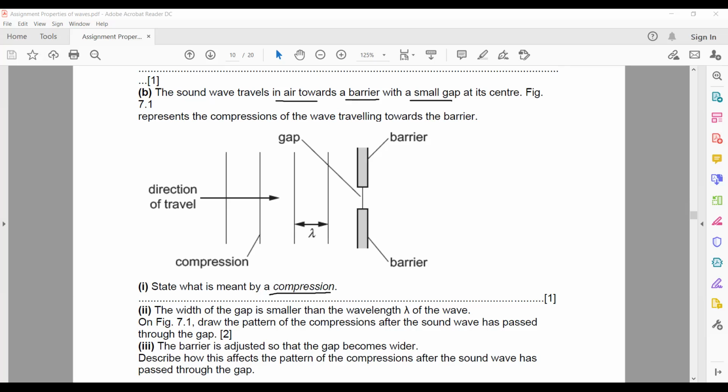The definition of a compression. You have to learn the standard definition for compression here. For sound waves specifically, the region where the particles are closer and the pressure is high, that region is known as the compression region.